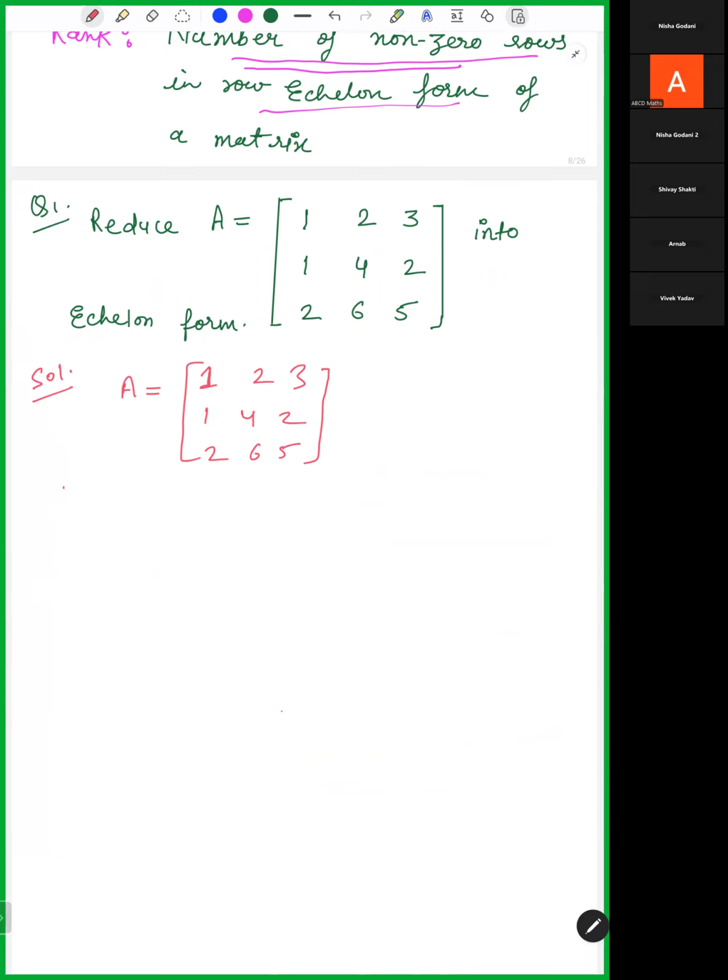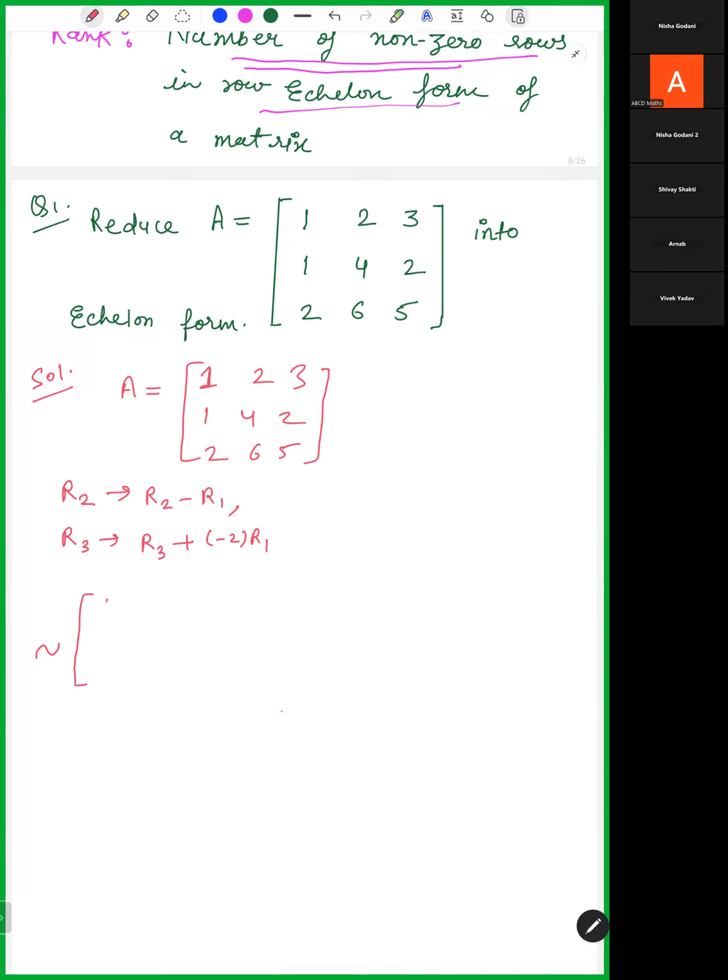So what will you write? In R2, you have to apply the operation. You will write R2 arrow R2 minus R1, or R2 plus minus 1 times R1. Then in R3, what you have to do? R3 minus 2R1, or you can write it like R3 plus minus 2R1. So it will give you what?